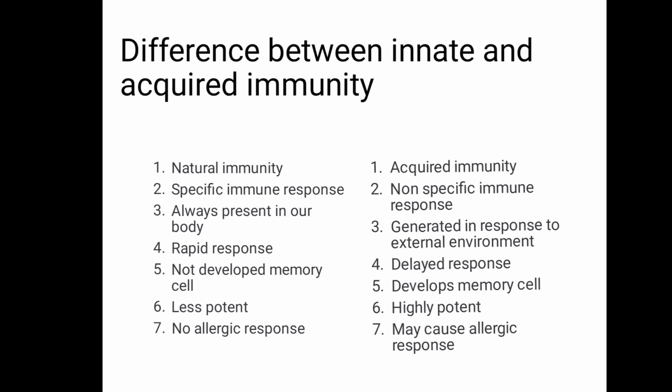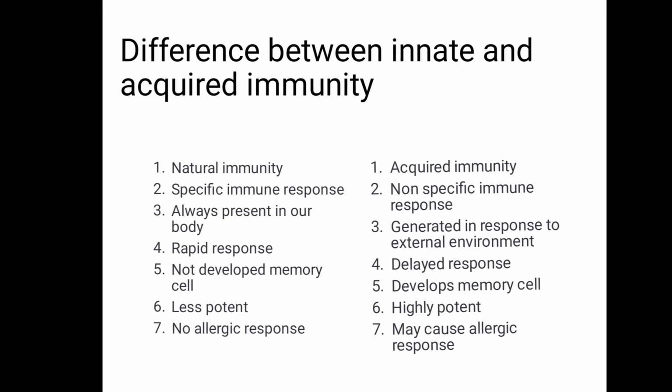So let's quickly see the difference between the innate and the acquired immunity. Innate immunity is a natural type of immunity present from birth, and acquired immunity is acquired throughout the life. Innate immunity produces the specific immune response, whereas acquired immunity produces the non-specific immune response.